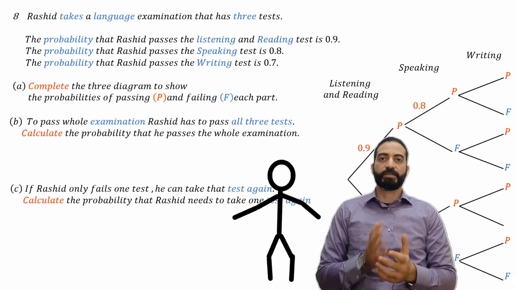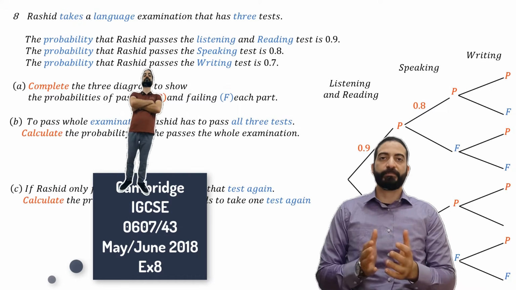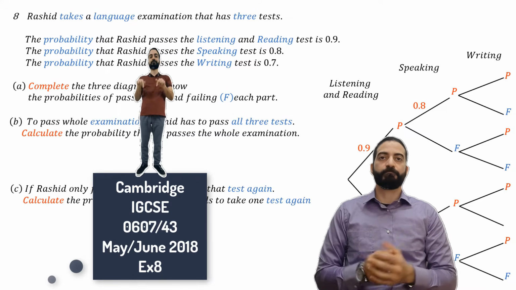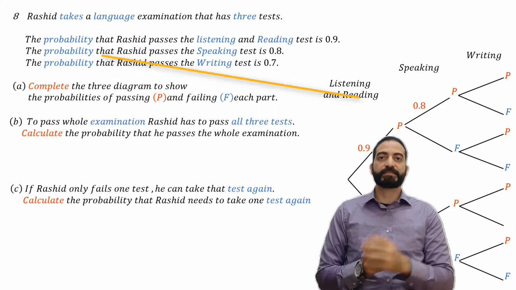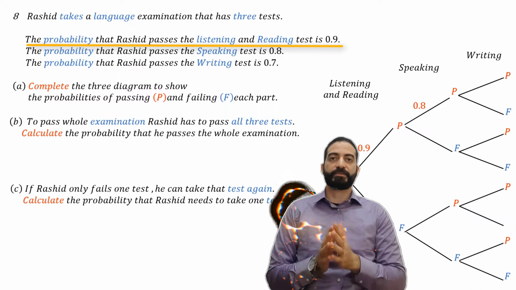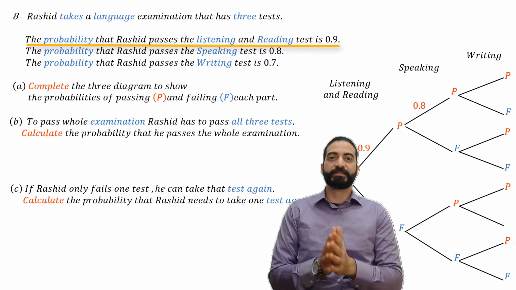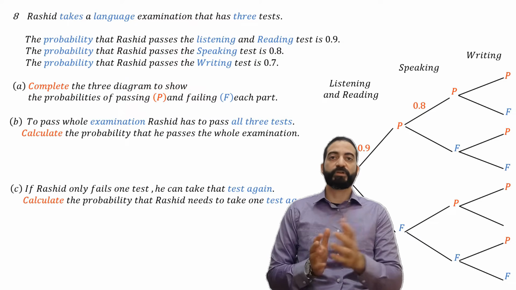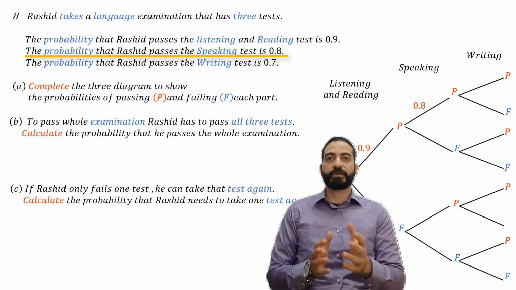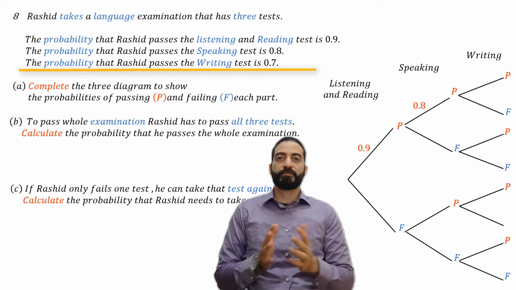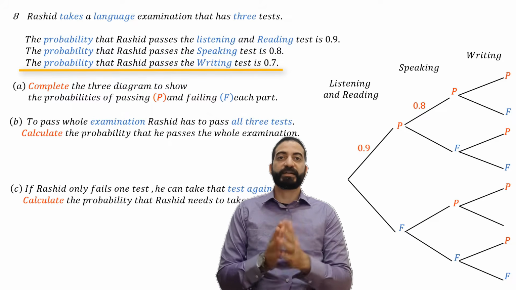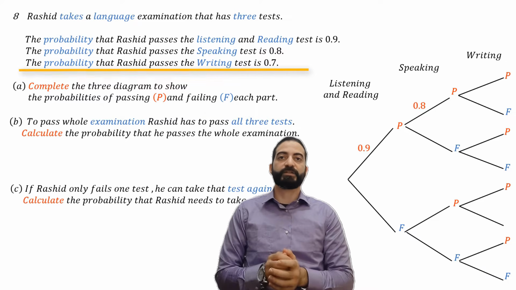Hello everyone, we'll start by solving question 8 of the Cambridge IGCSE 2018 exam. Rashid takes a language examination that has 3 tests. The probability that Rashid passes the listening and reading test is 0.9. The probability that Rashid passes the speaking test is 0.8. The probability that Rashid passes the writing test is 0.7.